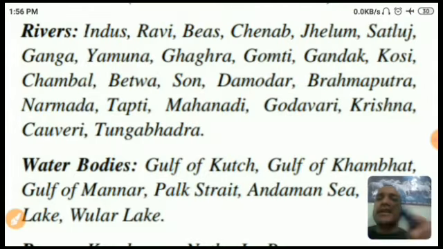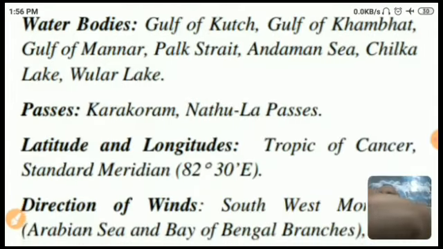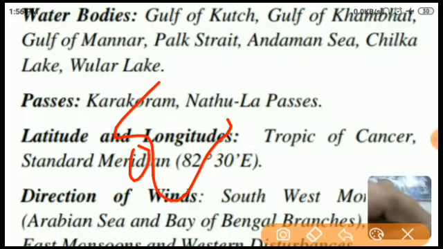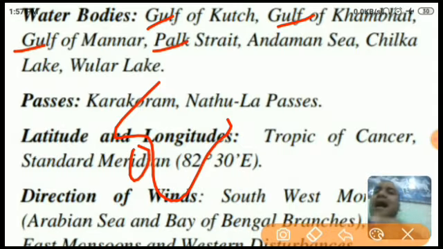Now next we'll move forward to the water bodies. In the water bodies we'll see the Gulf. You studied in Class 9 what a Gulf is. In between the land structure there is a water body, called the Gulf. So we'll see the Gulf of Kutch, Gulf of Khambat, Gulf of Mannar and Palk Strait. There is a narrow channel called the Palk Strait, but here it is spelled PALK.